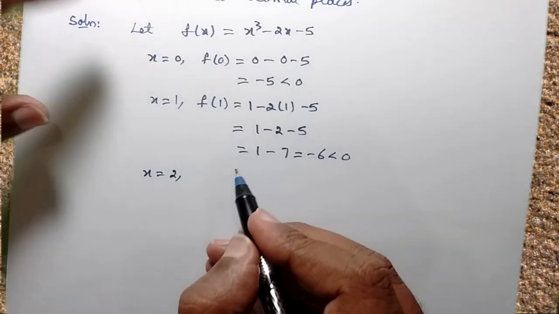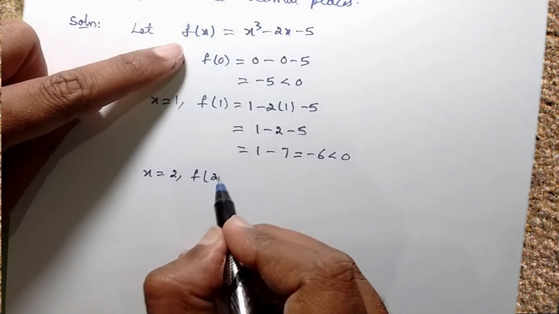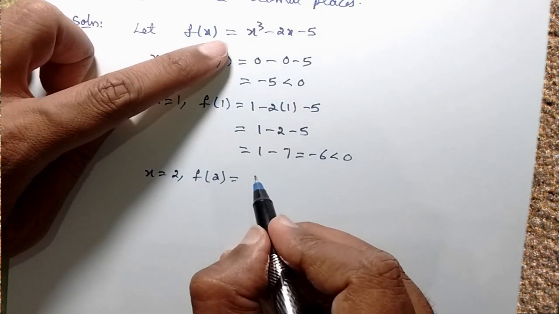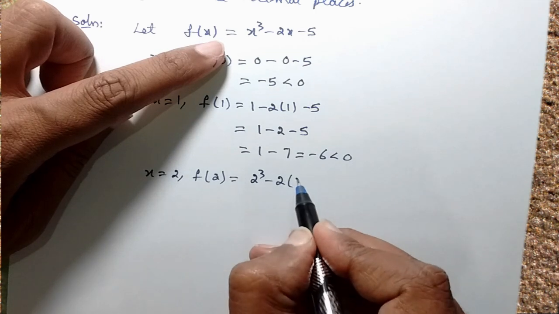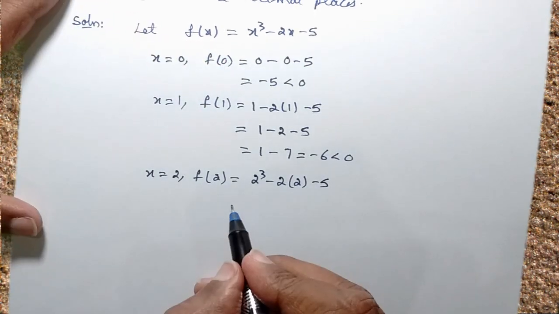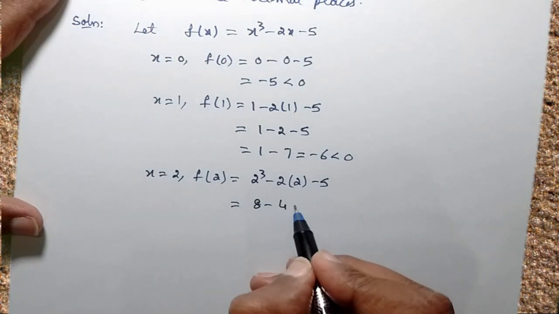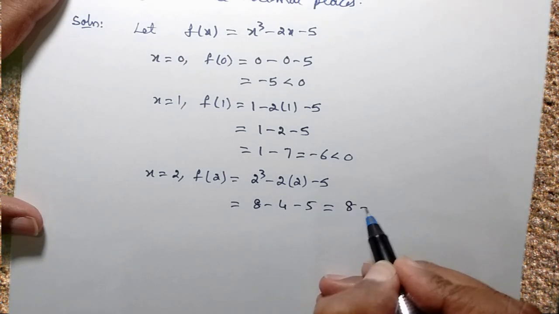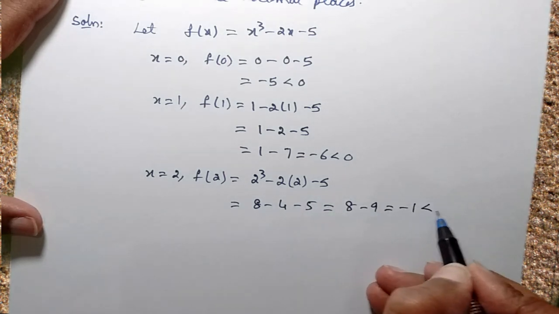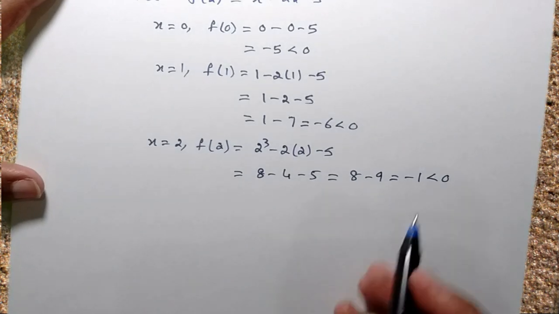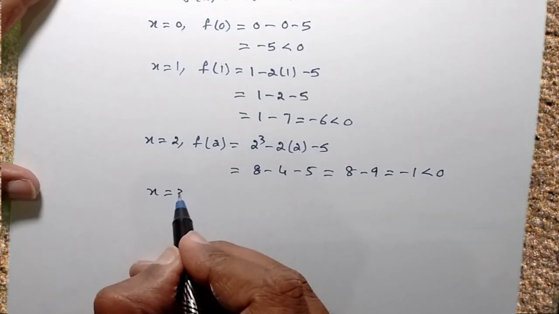x equals 2. So put the value of 2 there. It becomes 2 cube minus 2 times 2 minus 5. 2 cube will be 8, minus 4, minus 5. So 8 minus 9 will be minus 1. Once again it is less than 0. So therefore you have to go for the next value.